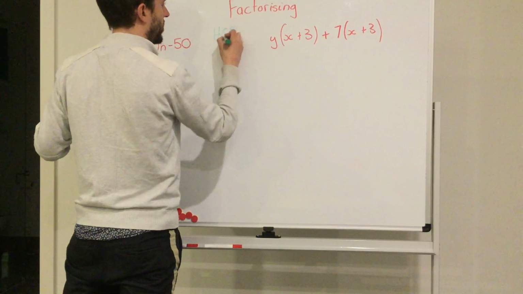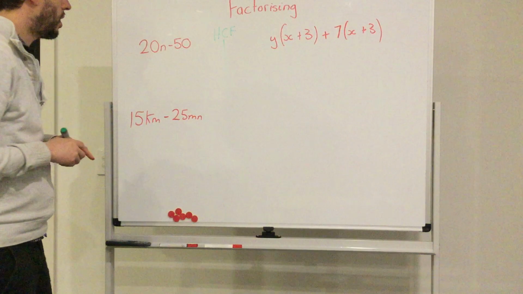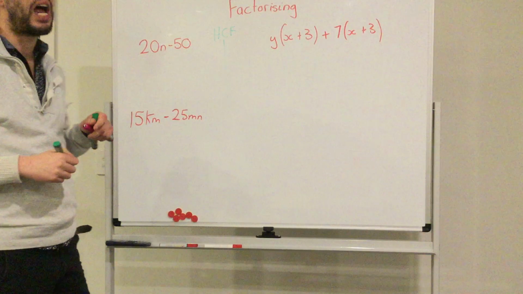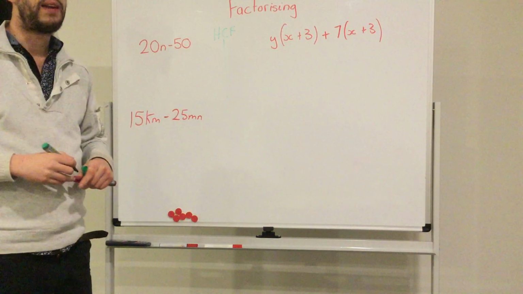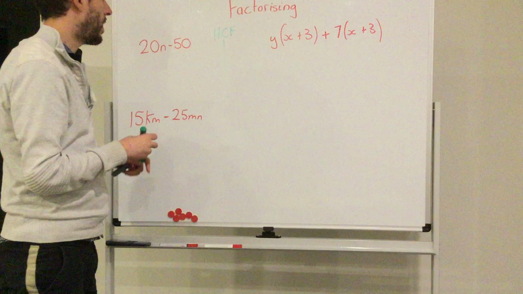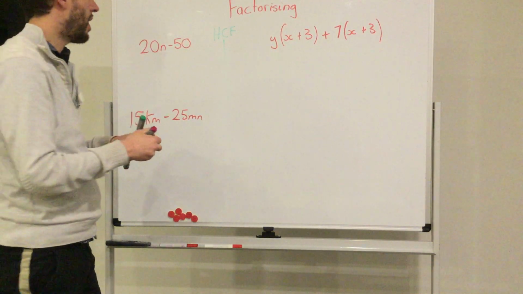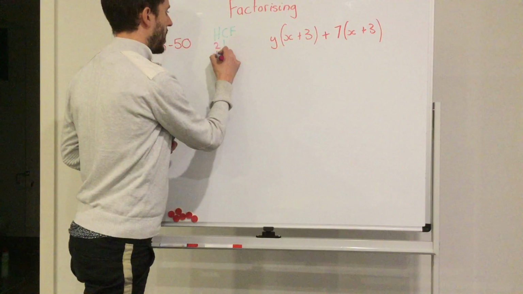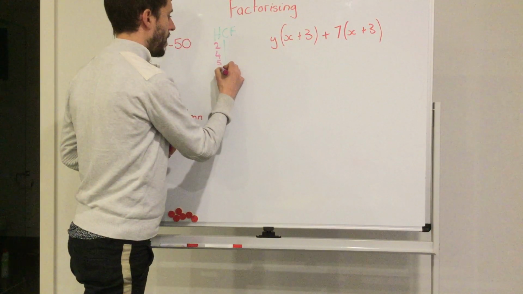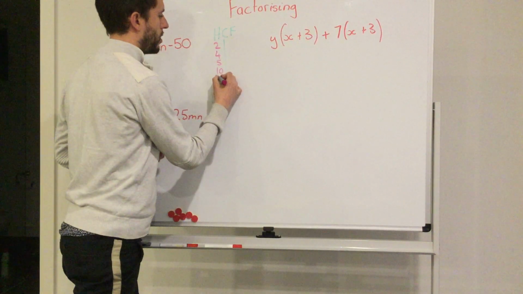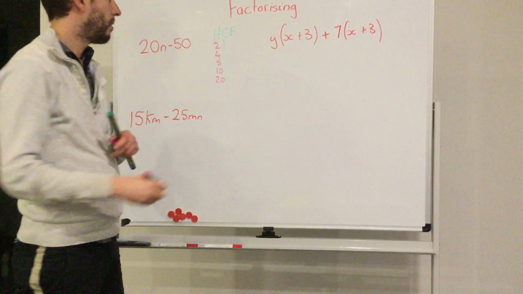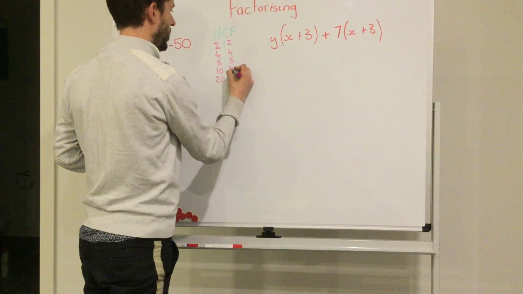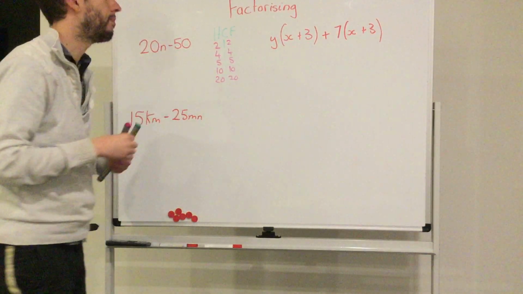Highest common factor. Both of them do not have n, so n can't be part of the factor. 20 and 50. I can see straight away that with 20, I have 20 divided by 2, 4, 5, 10, and 20. But with 50, I've got 2, 4, 5, 10, 20. I could go more, but I'm not.